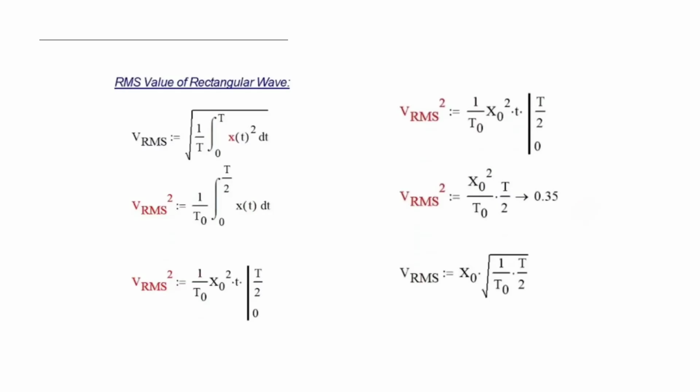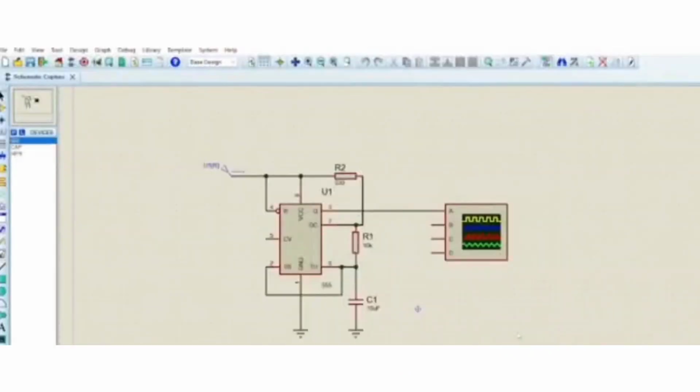Lastly, we also derived the RMS value of the unipolar rectangular wave, wherein V RMS equals the square root of 1 over T, integral from 0 to T, of x of t squared dt, wherein it ranges from 0 to T over 2, and applying integration. Therefore, our formula for V RMS equals x naught times the square root of 1 over T naught times T over 2. Now we proceed to the simulation of the unipolar rectangular waveform.